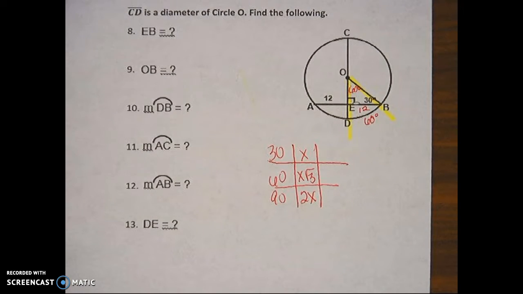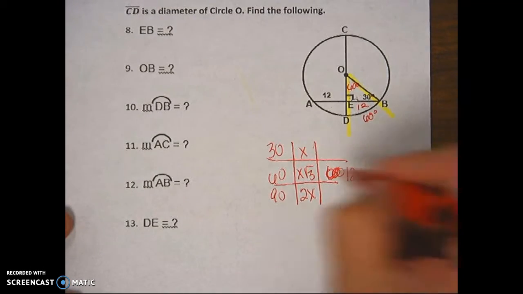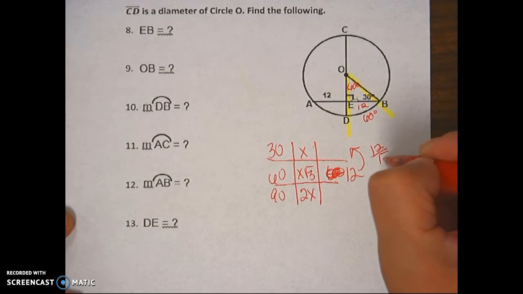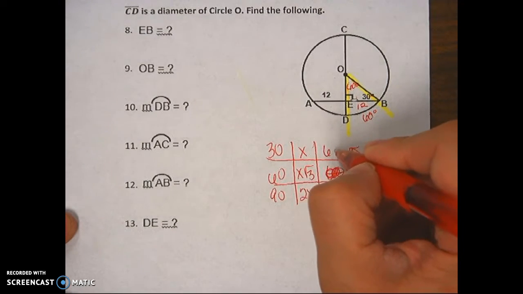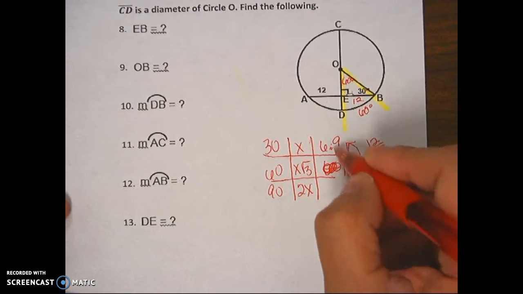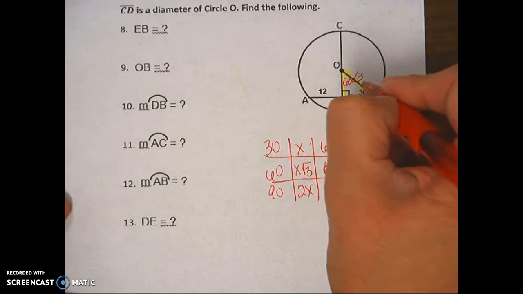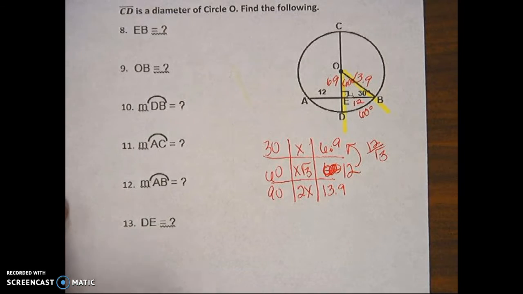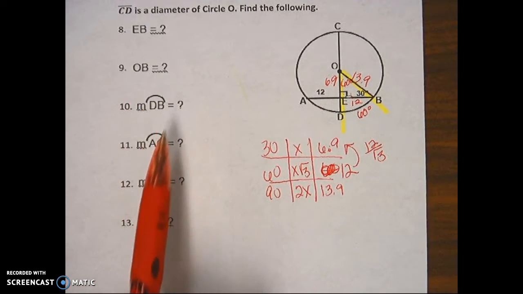That was learned in the previous unit. 12 is opposite the 60 degree angle, so that's your x square root of 3. That's the 12 side. To get back to x, we divide 12 by the square root of 3. When you do that in the calculator, that should give you about 6.9. To get the other side, you just take that and multiply it by 2. That gives you about 13.9. So that actually answers a couple of the questions that we have: EB is 12, OB is 13.9.